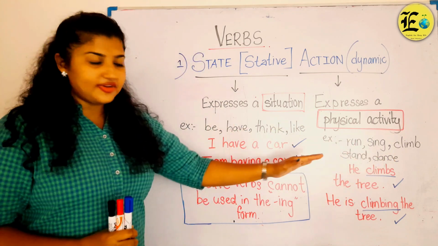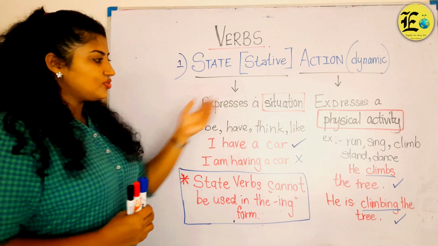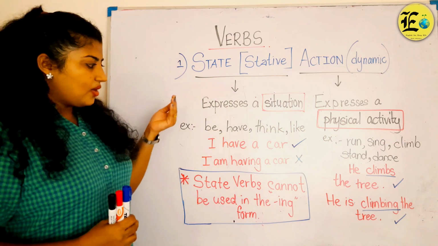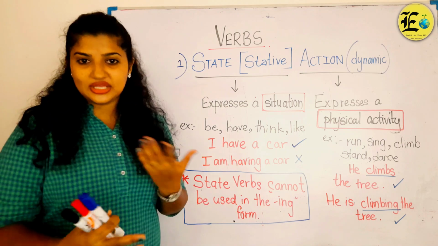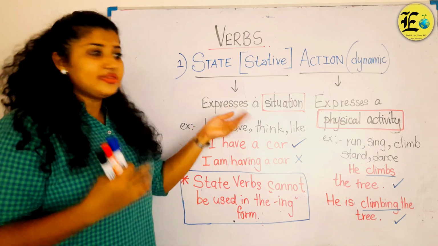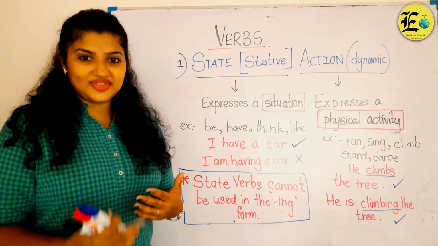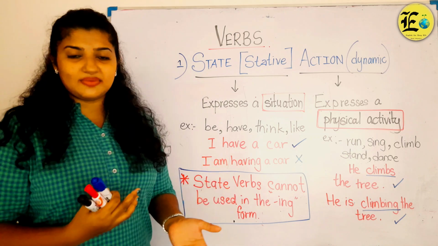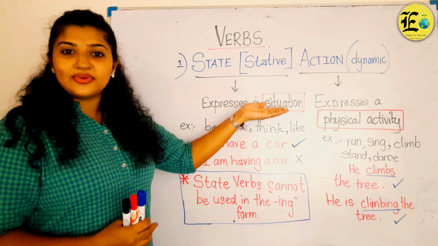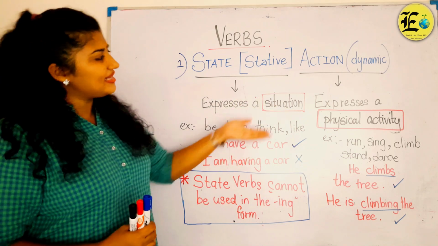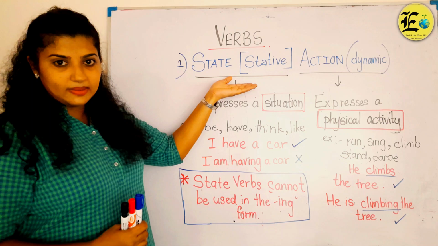Now let us clarify between the two types of examples. Well, to show something that you have, you cannot show the action, right? If you're thinking, you cannot show the action of thinking. If you like something, you cannot show it. Therefore, it belongs to the category of a situation. That is why it is classified as a stative verb.